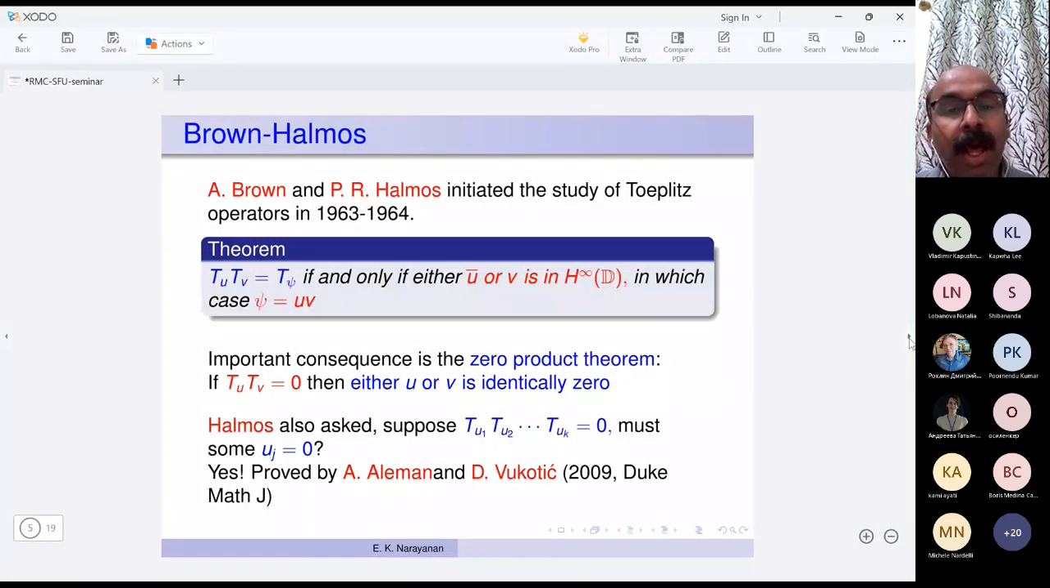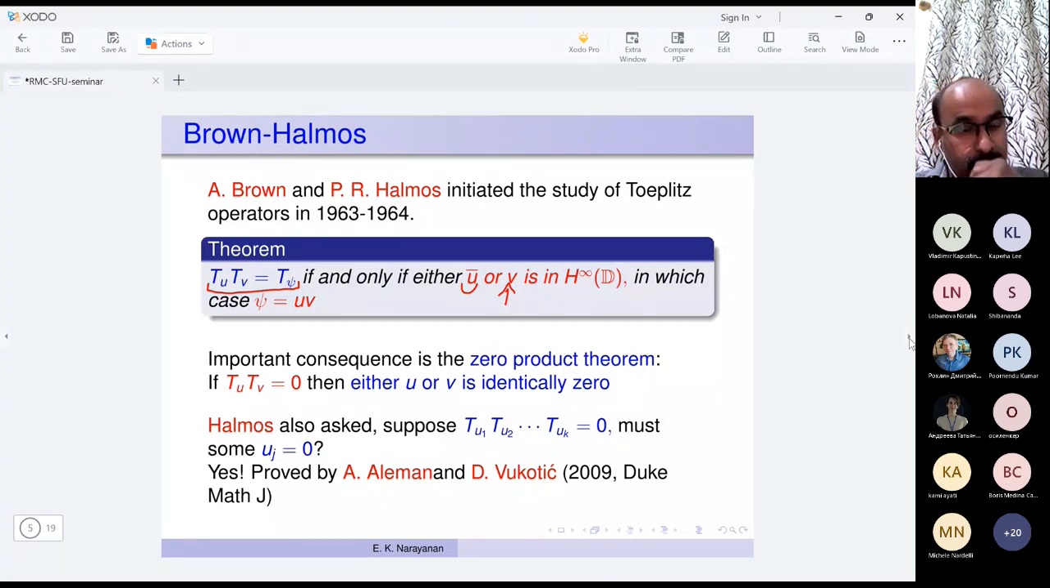So Brown and Halmos looked at when T_u T_v will be equal to another Toeplitz operator. So we are looking at T_u T_v equal to T_psi, where psi is another symbol, right? So when is the product of two Toeplitz operators another Toeplitz operator? Well, the problem had a simple solution in the sense that the conclusion is very easy to understand. This happens if and only if either u bar, so that is the complex conjugate of u, or v is in H infinity of D, so that is simply a bounded holomorphic function.